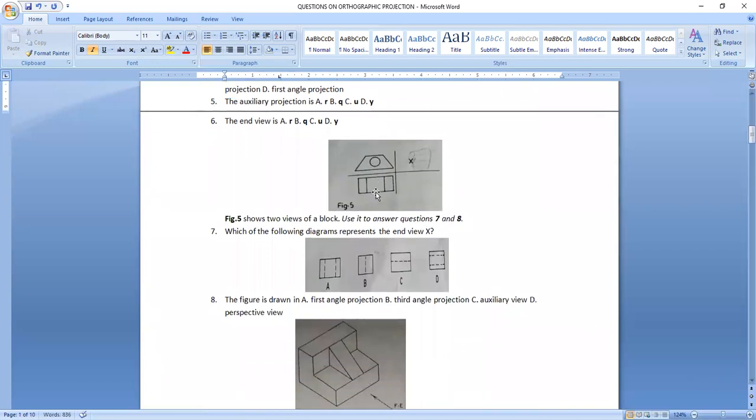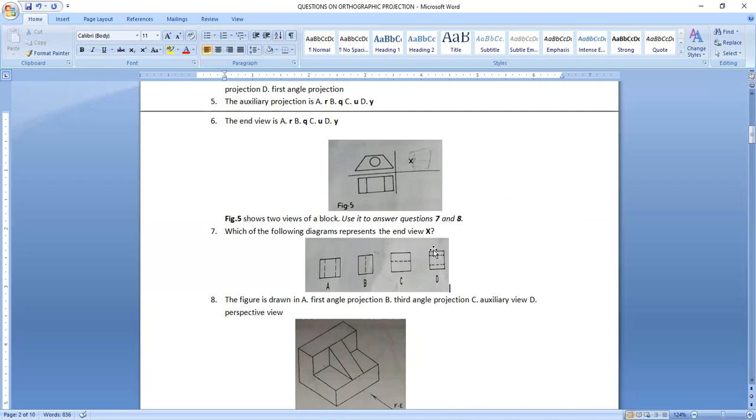Here we have to use this diagram to answer questions 7 and 8, as we have here that figure 5 shows 2 views of a block. Question 7 says, which of the following diagrams represents the end view X? So the object is being viewed in this direction. And as we are viewing this object in this direction, we are going to see a straight line at this point and a straight line at this point, but this hole will be hidden from us. So option D gives us the answer to the question.